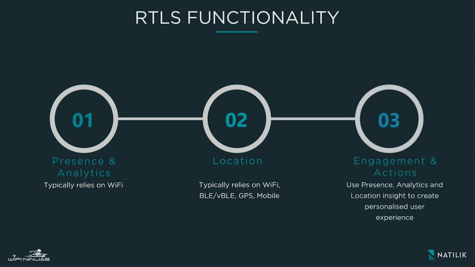Okay, and then finally is the engagement and actions, which uses the presence and analytics information alongside the location to create a more personalized experience for the user. To give you an example, say you go to your favorite shopping mall, the Wi-Fi Ninjas shopping mall, and whilst you're there, you decide to go buy a pizza from the Wi-Fi Ninjas pizza place. You then could get tagged with a pizza lover tag. So then when you next return back to the shopping mall, you get sent a push notification to say, hey, welcome back, go enjoy a 50% off on us today at the Wi-Fi Ninjas pizza place.